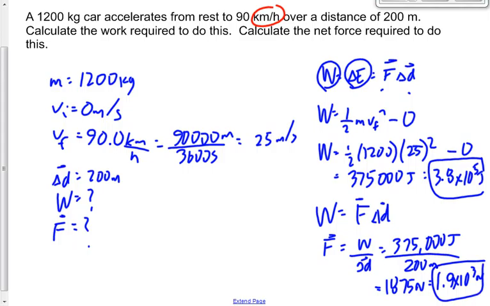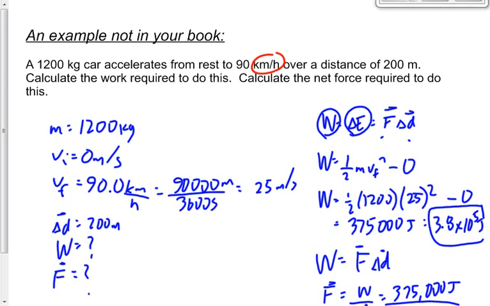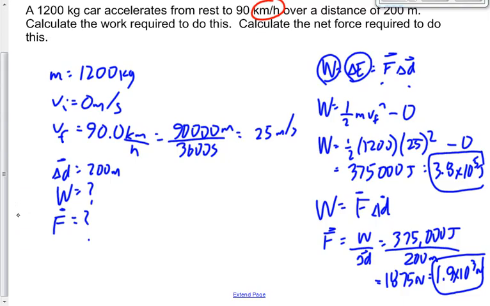So in that last question, we applied a very small force over 100 meters on a very light object. Didn't do a whole lot of work on it. Here we applied a very big force over 200 meters, and we did a whole lot of work on this car.